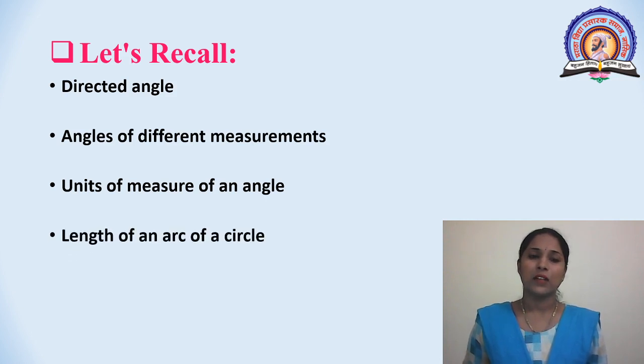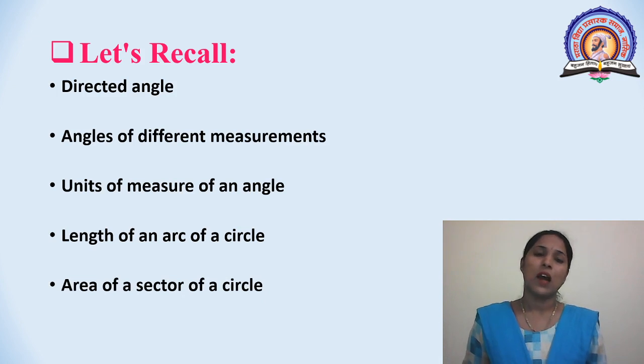Length of an arc of a circle: here S is equal to r theta is the formula given for arc length. We have to solve the example based on this, it is very important for theory paper. And area of sector of a circle: here A is equal to 1 by 2 r square theta is the formula given to find the area of a sector of a circle. This example is also important for theory paper.